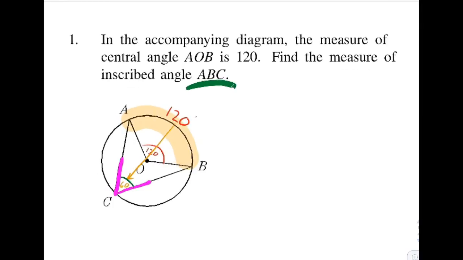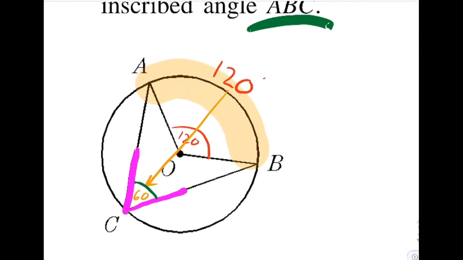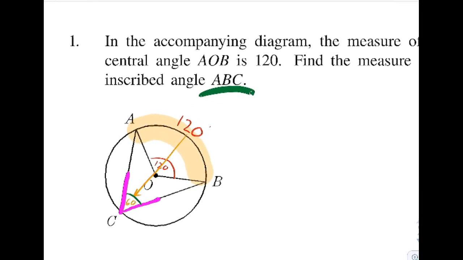Okay, the review. Number 1. This is a picture of it almost completed. If the central angle AOB is 120, the arc is 120, which means the inscribed angle is 60. It's actually asking you for this angle, but they're all 60 degrees.